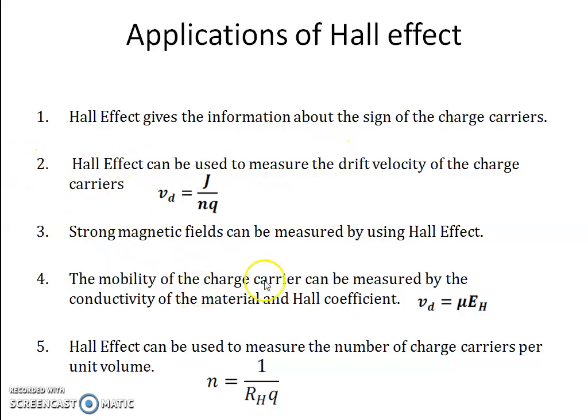The mobility of the charge carriers can be measured from the conductivity of the material and the Hall coefficient. So you can find out mu from the R_H value. The Hall effect can also be used to measure the number of charge carriers per unit volume: R_H equals 1 by NQ, so N equals 1 by R_H times Q gives you the charge carrier concentration. So that's all for now.